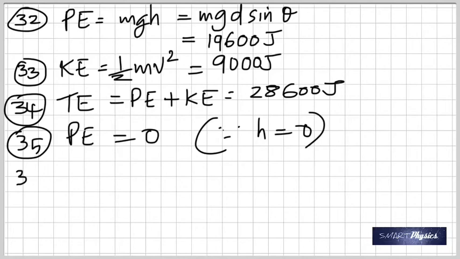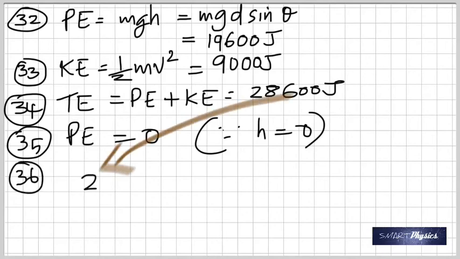36. Now that's a good one. What is its total energy just before hitting the ground? Who can give me the answer? What do we know about the total energy? Conservation of energy. Total energy has to be a constant, will be the same. So the answer is 28,600 joules. Total energy never changes. Hold on a minute. But didn't we say that the potential energy is 0? Doesn't matter. Now look at the next question.